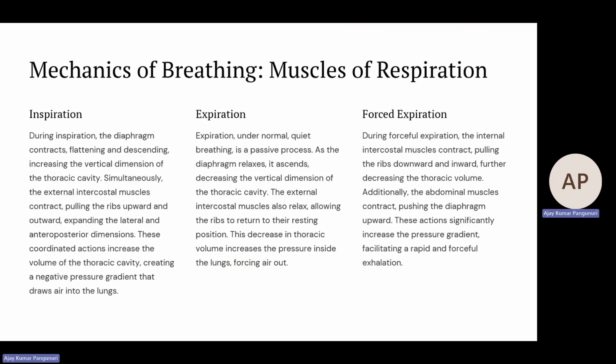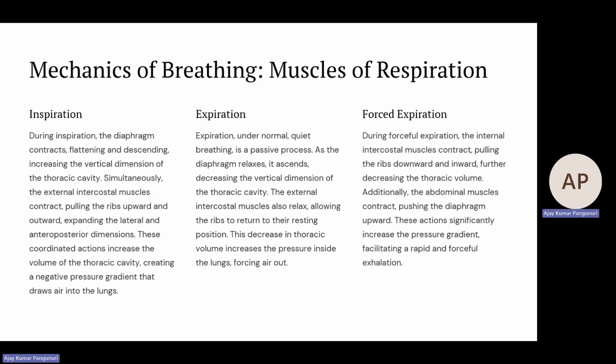Mechanics of breathing, muscles of respiration. Inspiration. During inspiration, the diaphragm contracts, flattening and descending, increasing the vertical dimension of the thoracic cavity. Simultaneously, the external intercostal muscles contract, pulling the ribs upwards and outwards, expanding the lateral and anteroposterior dimensions. These coordinated actions increase the volume of the thoracic cavity, creating a negative pressure gradient that draws air into the lungs.